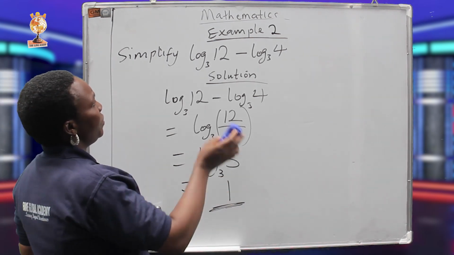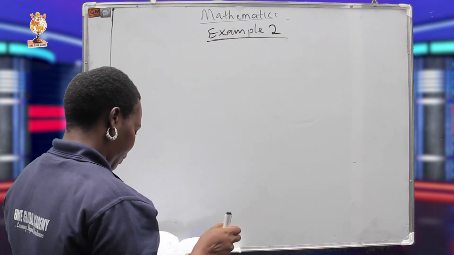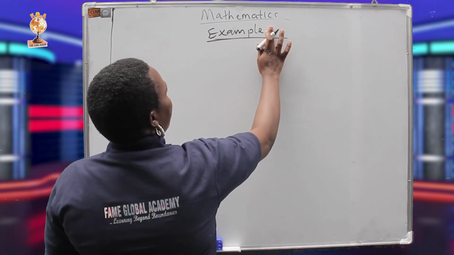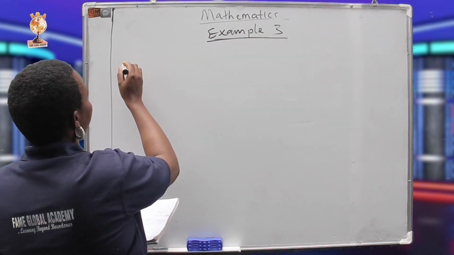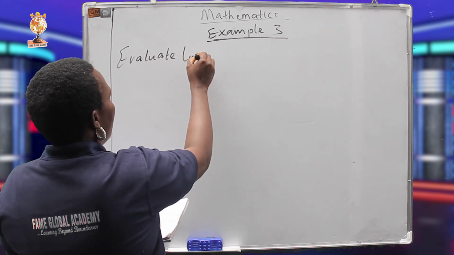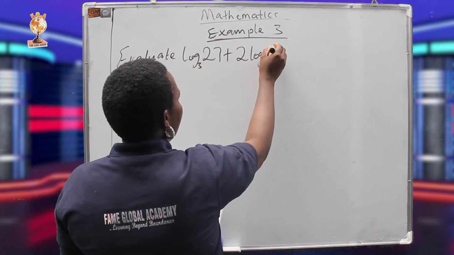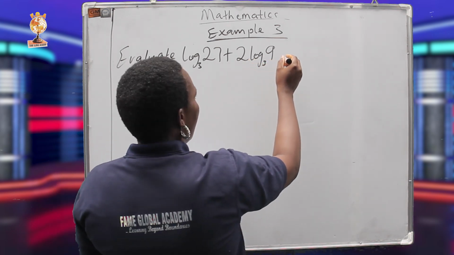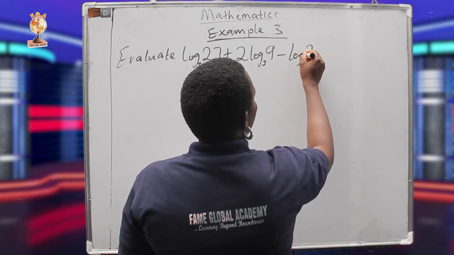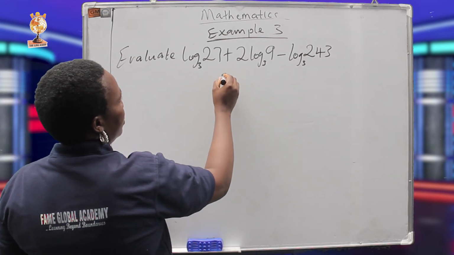Okay, let's take example 3. Example 3. Evaluate log 27 base 3 plus 2 log 9 base 3 minus log 243 base 3. Okay, so solution.